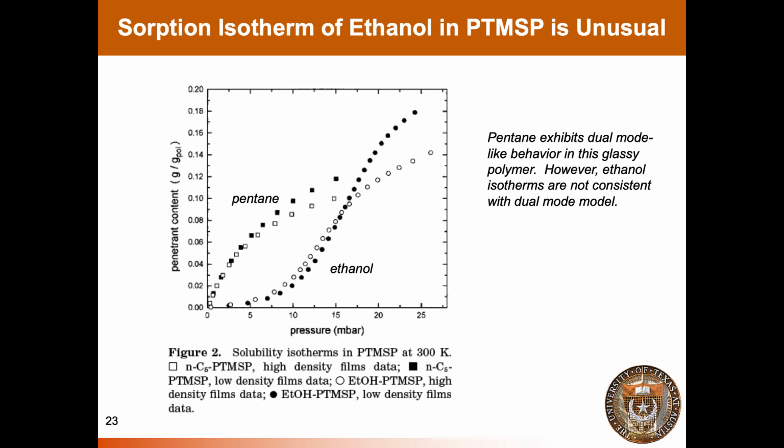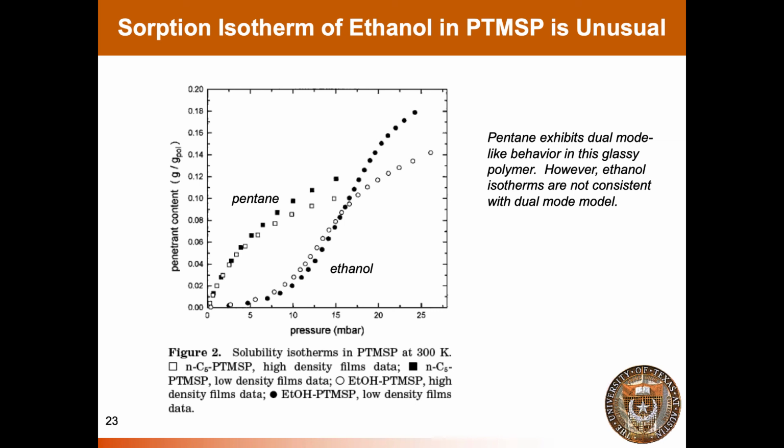And because it's a glassy material, depending on the thermal history you give it, you can prepare it in different non-equilibrium states. And that's the difference between the filled and unfilled symbols here. The open symbols are in a so-called high density film that has been made by, I believe, thermal treatment, and the other data are for low density film. For the purpose of this analysis, it's not going to matter.